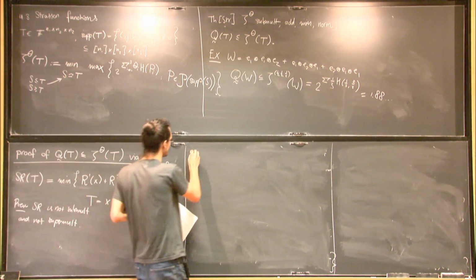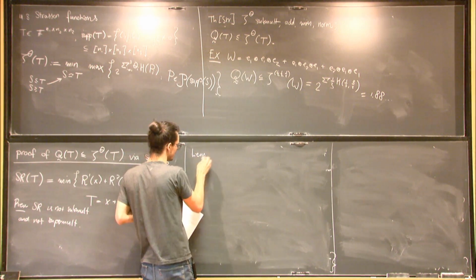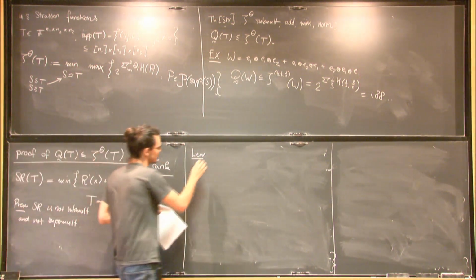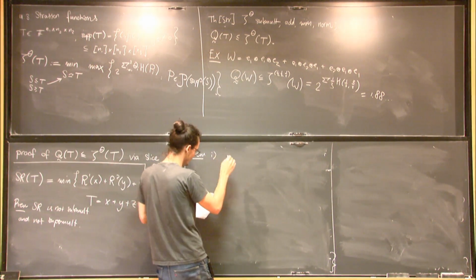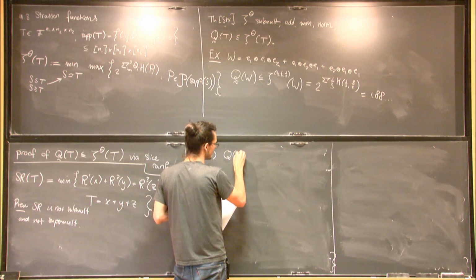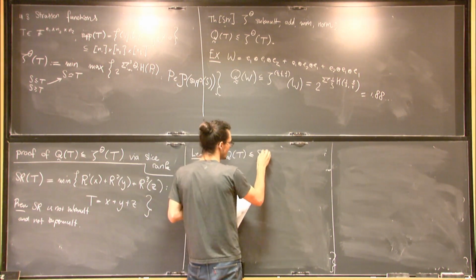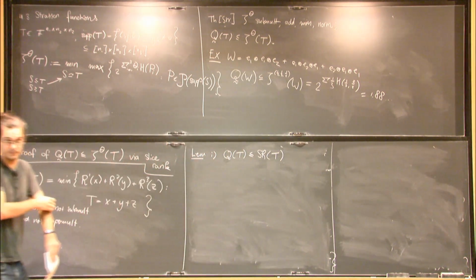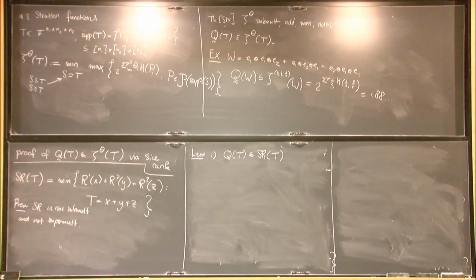I'm going to assume some facts. Terence Tao proved that the subrank of a tensor is at most its slice rank. This I want to assume for now in this talk. It's a very nice inductive proof on his blog.